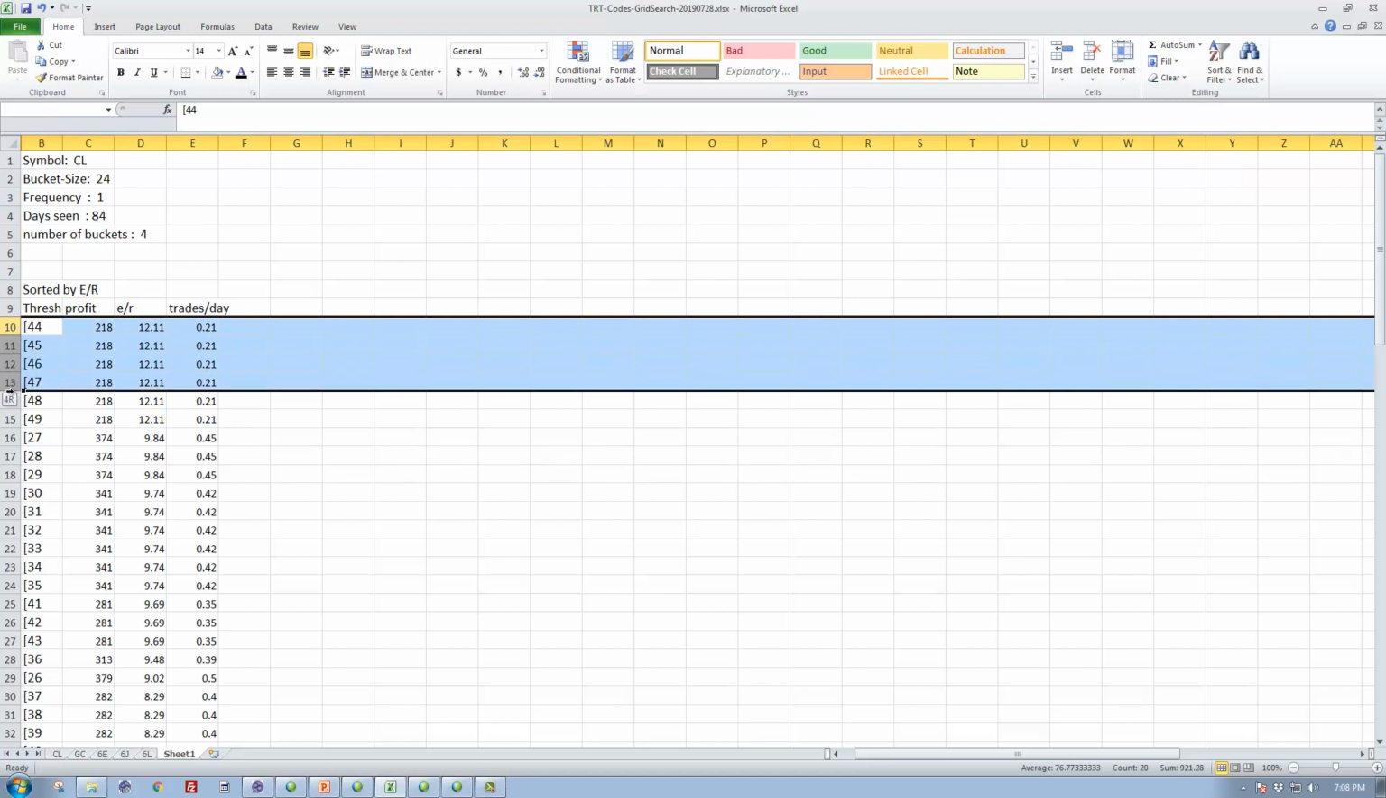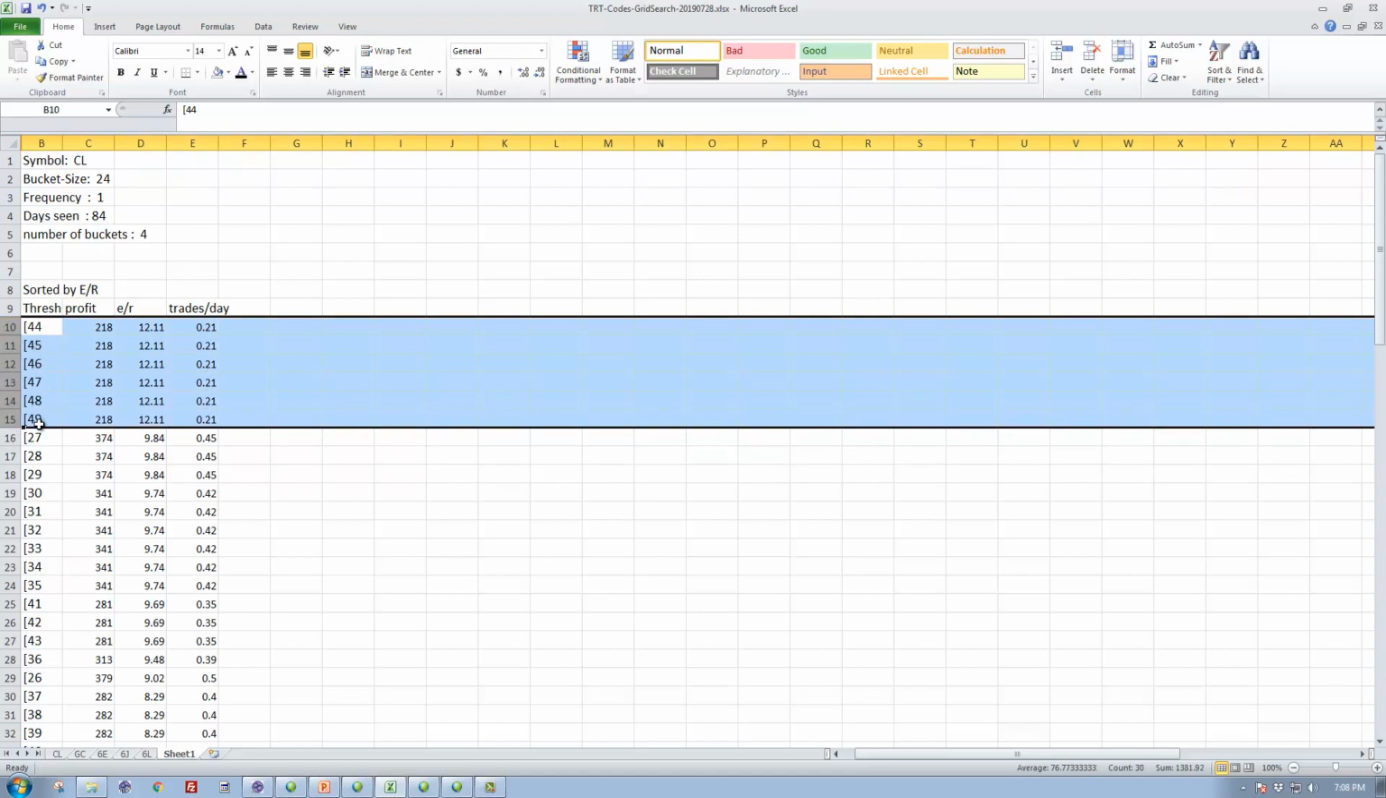So you can see there's a clump here from 44 to 49 where the ER is 12.11. What that means is that for that set of codes, you average 12 ticks per trade. The total profit was 218 ticks, so in oil, that's $2,180, averaging 0.21 trades per day. That's 1 trade a week.